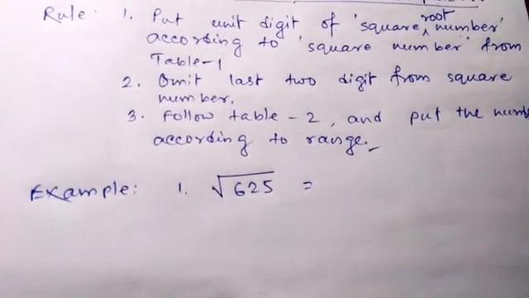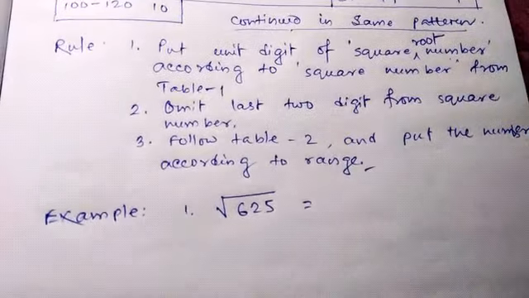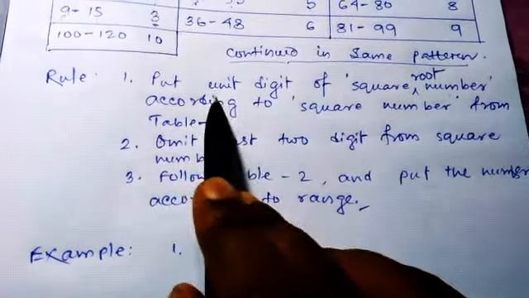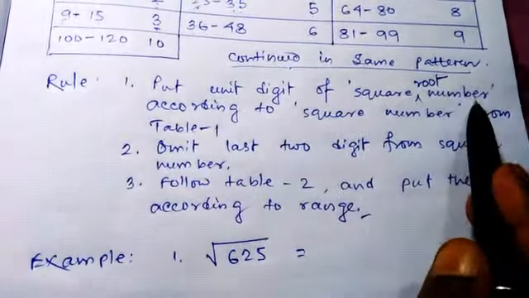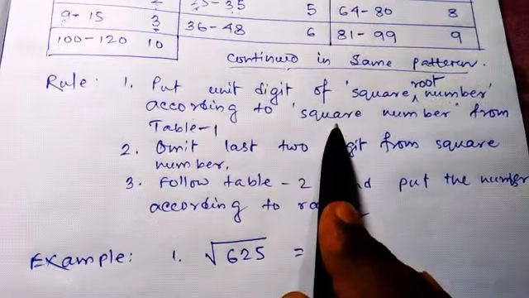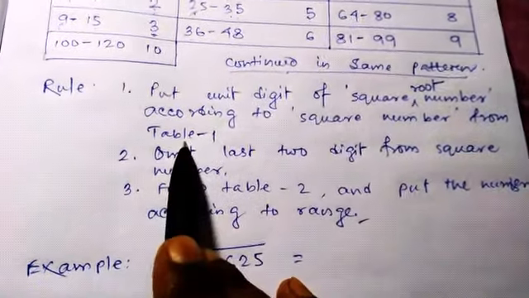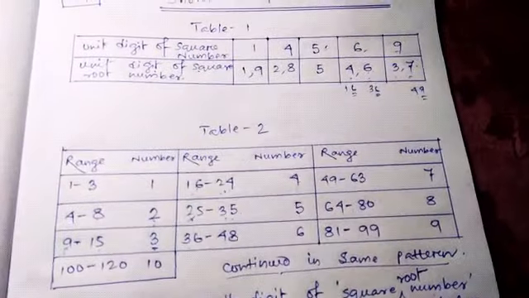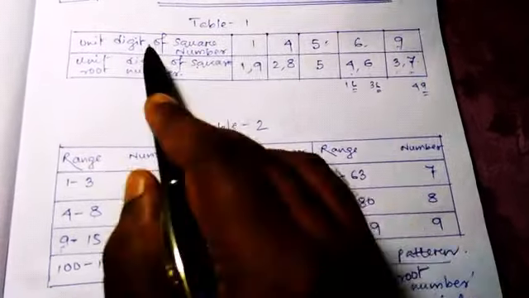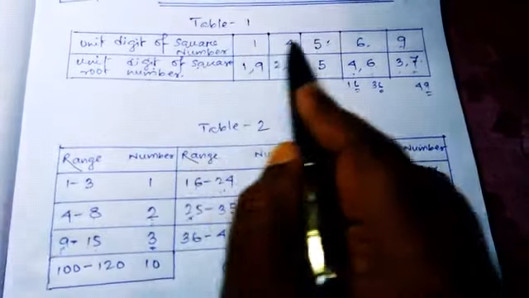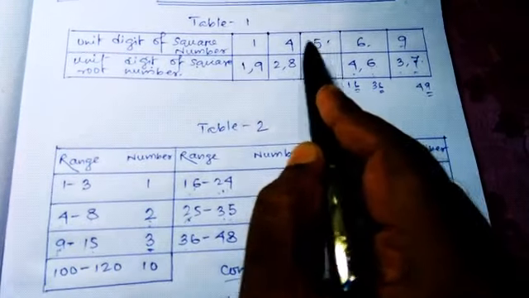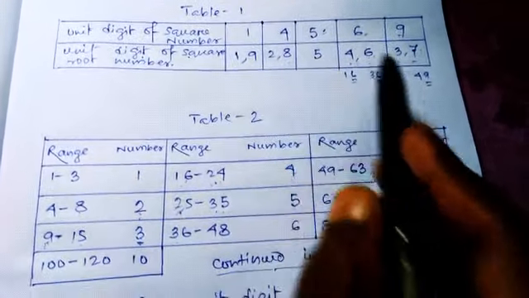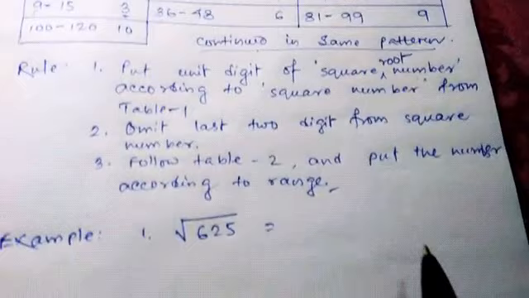Example 1, 625. Rule number 1, put the unit digit of the square root number according to the square number from table 1. In table 1, it is very clear. If the unit digit of the square number is 5, then the unit digit of the square root will also be 5. So at first I will put here 5.